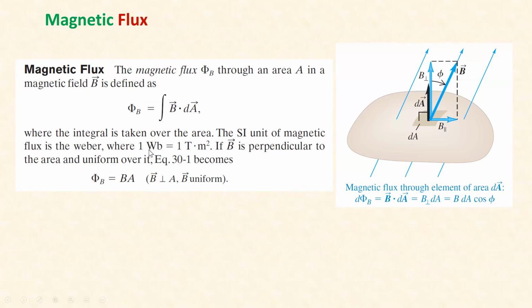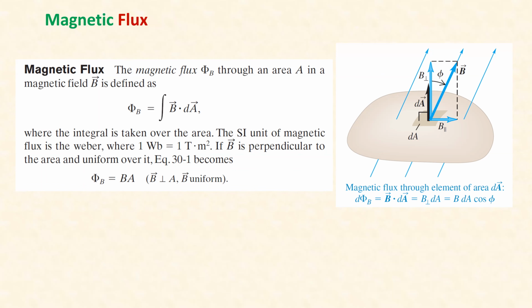And the unit of that is the Weber, which is 1 Tesla meter squared. Unit of B is Tesla. Unit of area is meter squared. So this becomes Tesla meter squared. And in a special case when B is perpendicular to the area, the area is flat, and B is uniform, phi is just B times A. In any other case, you have to do this integration.